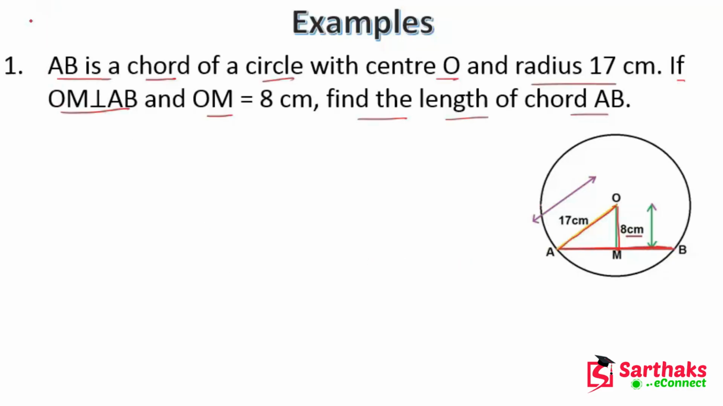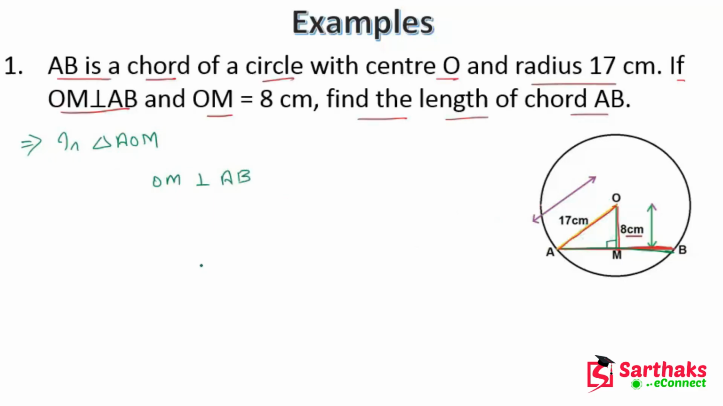So now let's start. My dear friends, basically we have to find this length AB. Now you can see in triangle AOM, we know that this is perpendicular, means this is 90 degrees. So we can write, in triangle AOM, we know that OM is perpendicular to AB.